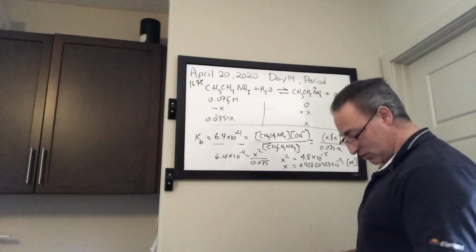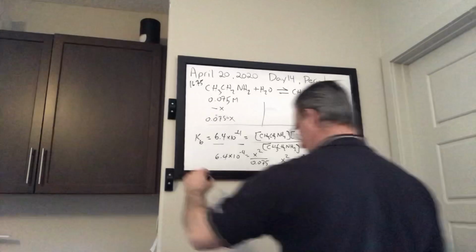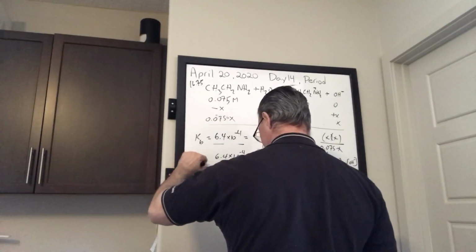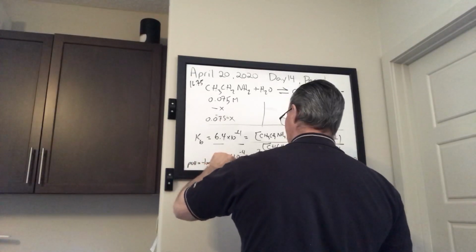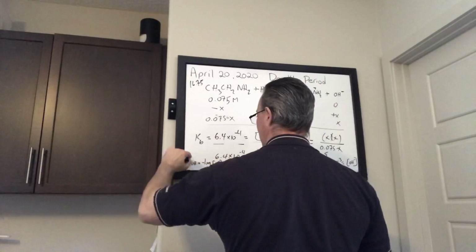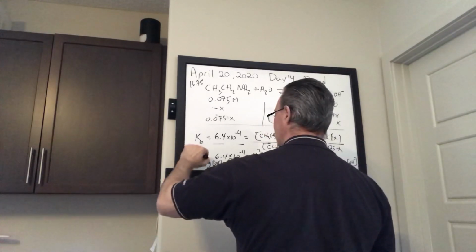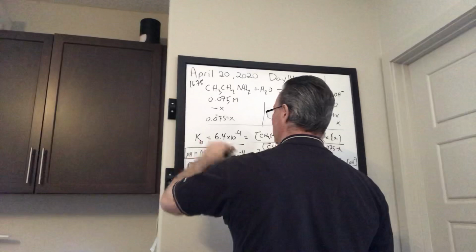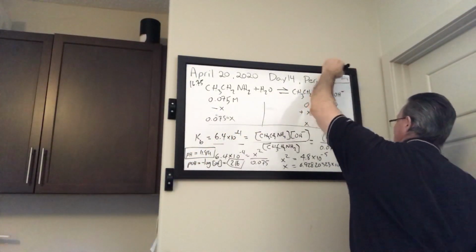If you find the pH using that number, the pOH equals negative log of the hydroxide concentration. What you get is 2.16 as your pOH. If you want to report a pH, subtract it from 14 and you get 11.84. Now, let's see what we get if we use the quadratic formula. I'll write it up here: pH equals 11.84. Let's see if we get the same number using the whole quadratic formula.